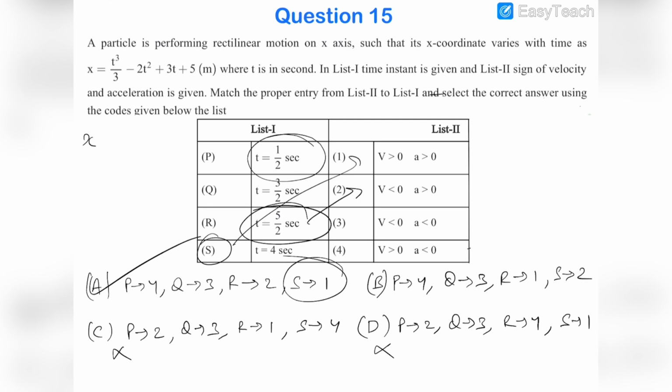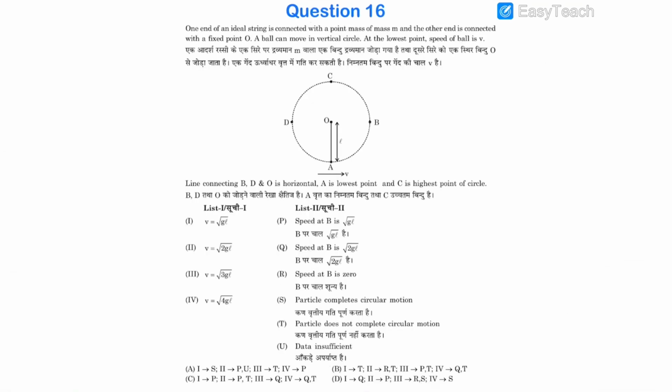Okay, now we move on to the next question. In this question, you can see that one end of this rope is connected with a point mass of mass m, and the other end is hinged to a fixed point O. This ball can move in a circle, and at the lowest point it is given a velocity v. So we have to find out the correct matching. We can easily see that option 1 has all different matchings in all 4 options. So we just need to check option 1.